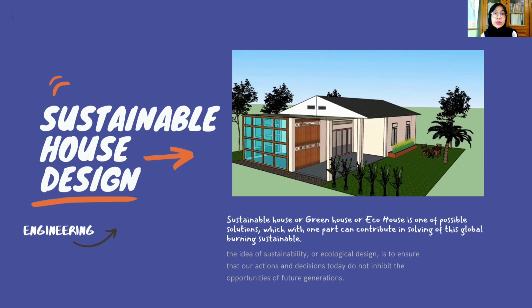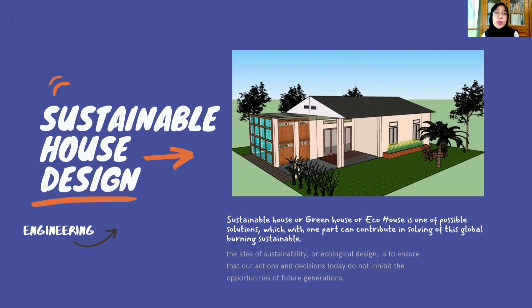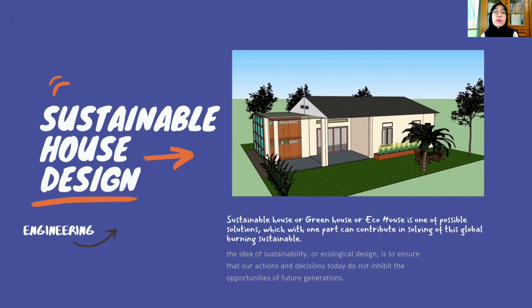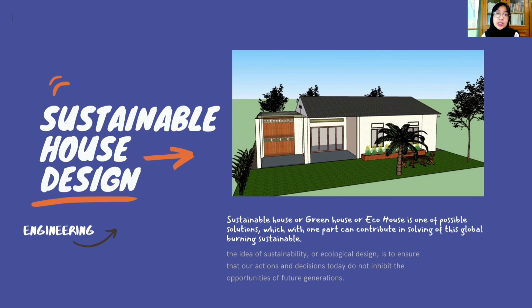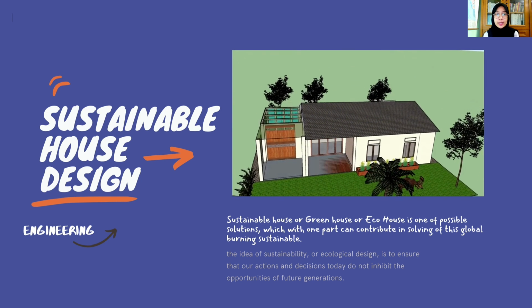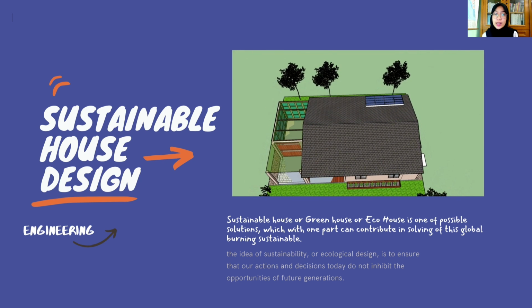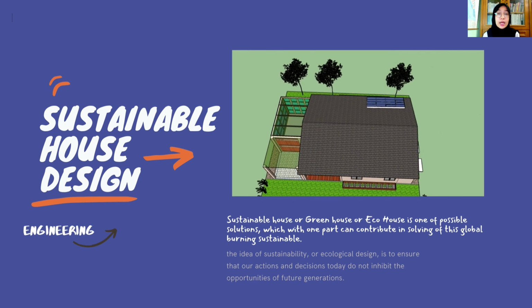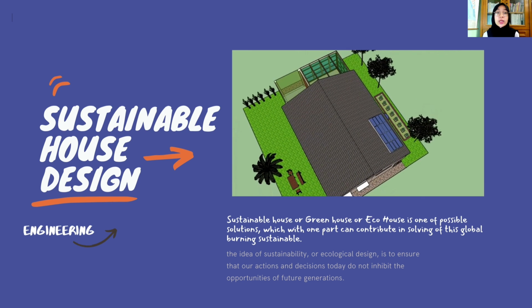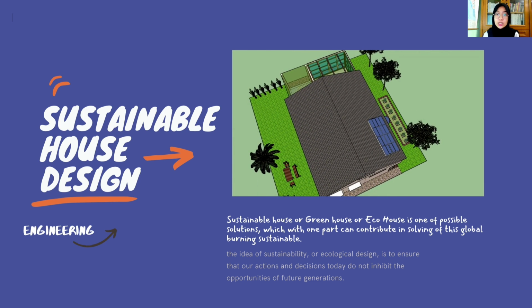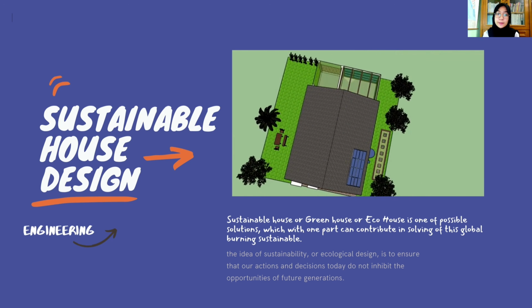A sustainable house, or greenhouse or eco-house, is one of the possible solutions, which in one part can contribute to solving this global warming sustainably. We try to minimize the negative environmental impact of building by enhancing efficiency and moderation in the use of materials, energy, and development space. Most simply, the idea of sustainability or ecological design is to ensure that our actions and decisions today do not inhibit the opportunities of future generations.